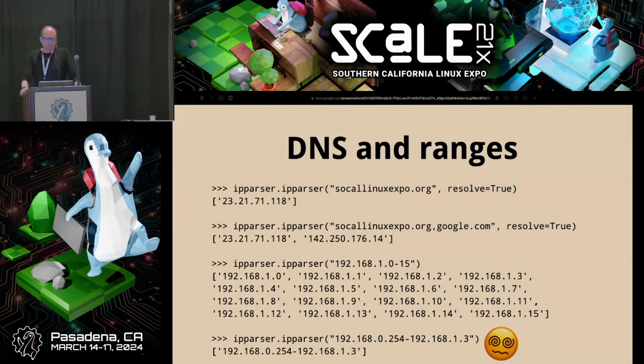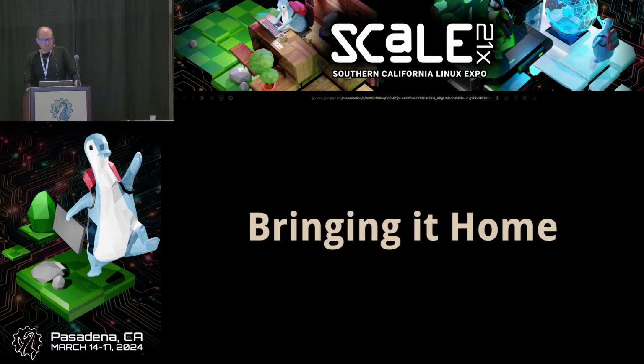But the last example is the one I was unhappy about. You see that example again of that range that spans two networks, and IP parser just passes it through. It doesn't do anything with it, doesn't raise an error. So that's kind of it for those libraries.